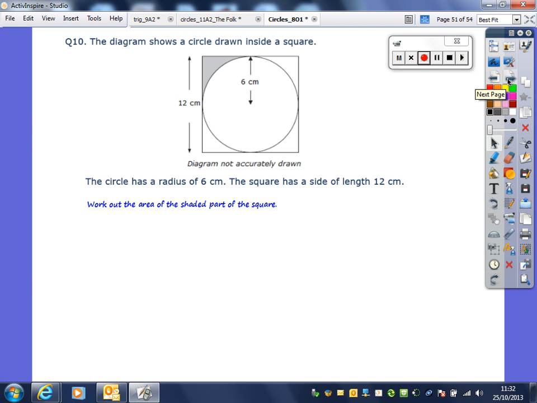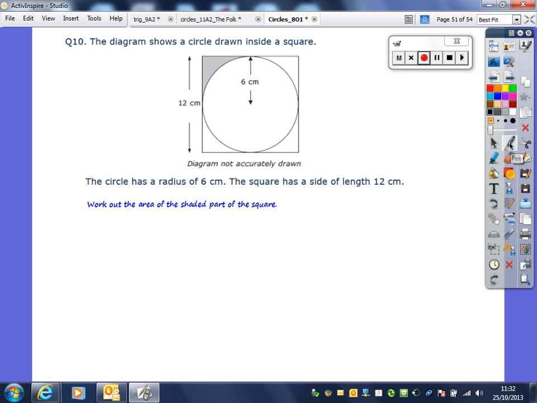So the diagram shows a circle drawn inside of a square. The circle has a radius of 6 centimetres. The square has a side length of 12 centimetres. Work out the area of the shaded part of the circle. Okay, so we want this bit here. In order to find this bit, we need to use the area of the square and the area of the circle. So, find the area of the square.